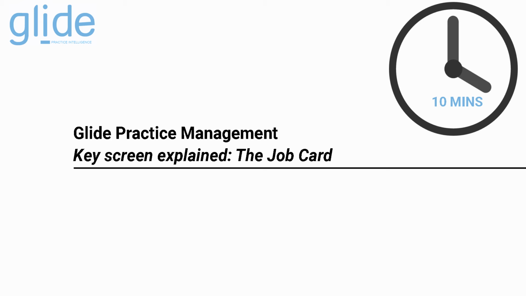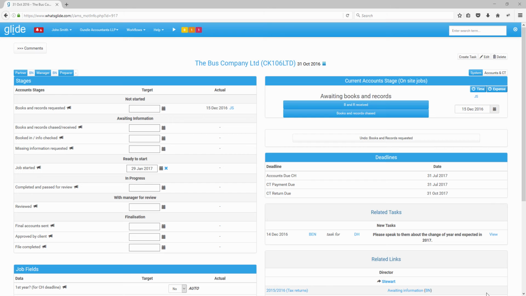Hi, in this video we are going to explore the job card and explain what each of the different components of the job card means. We're currently looking at an accounts job card for a client called the Bus Company Limited, year ended 31st of October 2016.